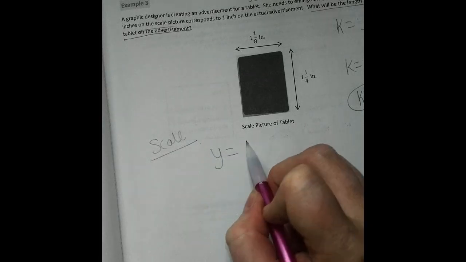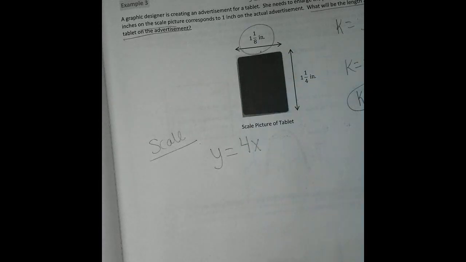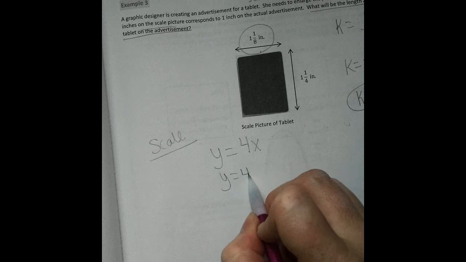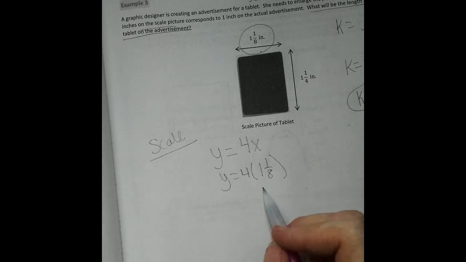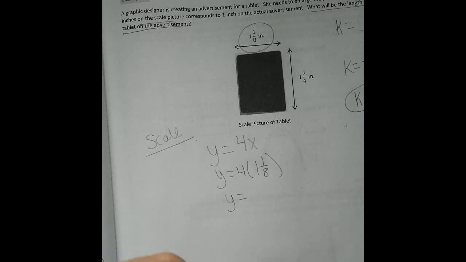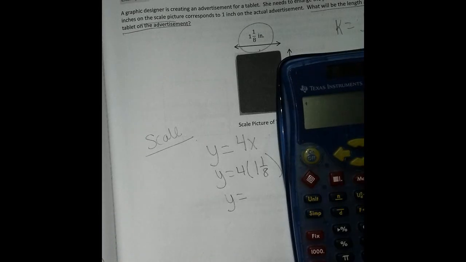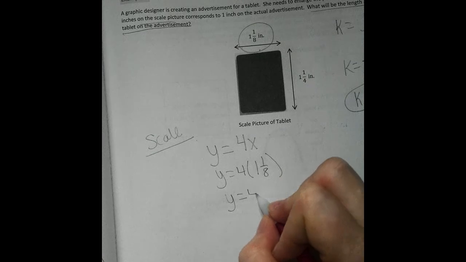So we have Y equals 4X. We're going to substitute in one of our values for the width. And when we multiply this out, I'll go ahead and get the calculator out here and show you. So 4 times 1 and 1/8. We see that this number is divisible by 2, so let's simplify. Simplify again, and we get 4.5. And that is 4 1/2.